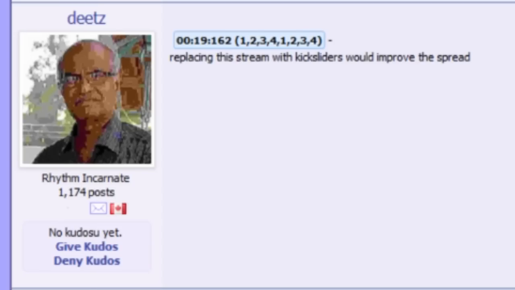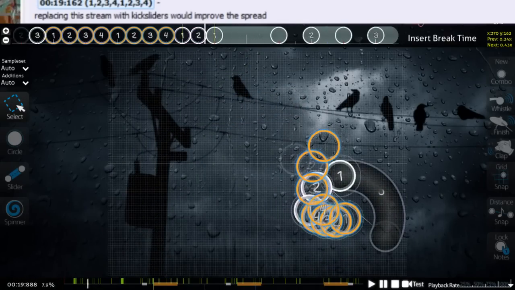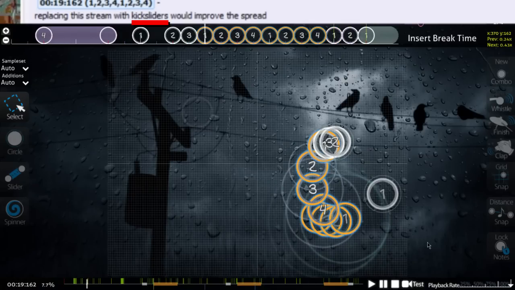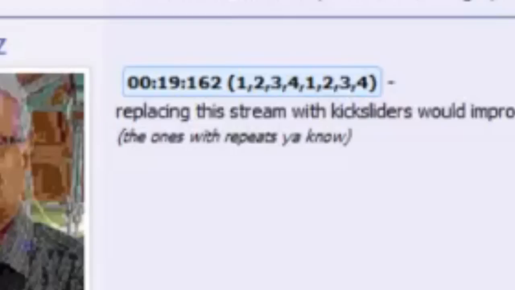Like, for example, a mod could say, replacing the stream with kicksliders would improve the spread. But what does that mean? Assuming a new mapper somehow does recognize the word kickslider, would they know whether to replace the stream with this or this? The modder has to specify what they mean exactly, at which point the word is kind of unnecessary.